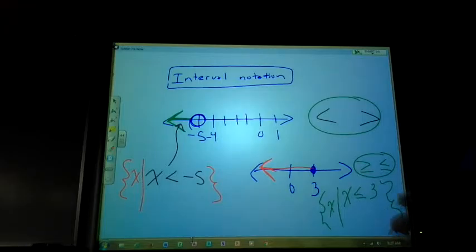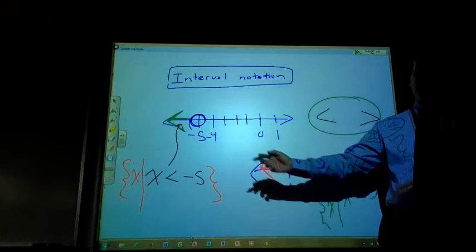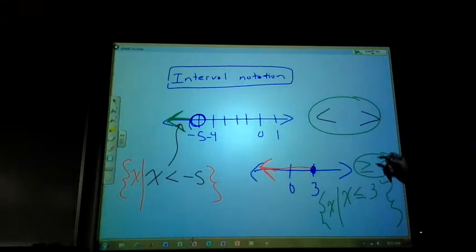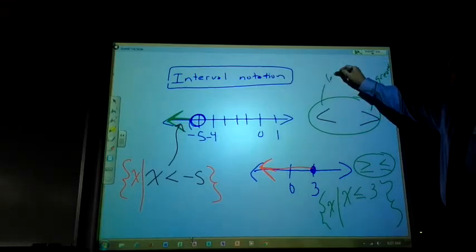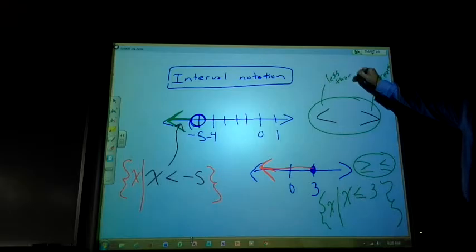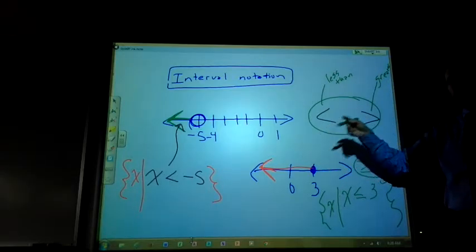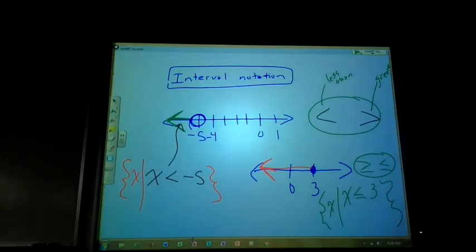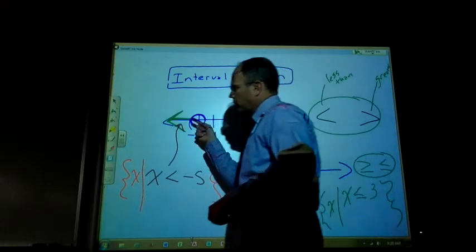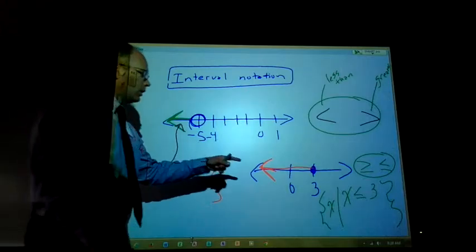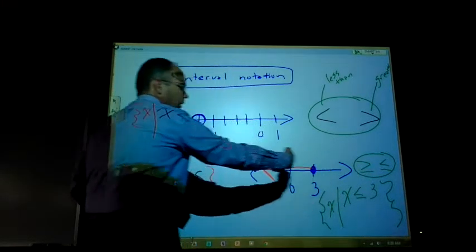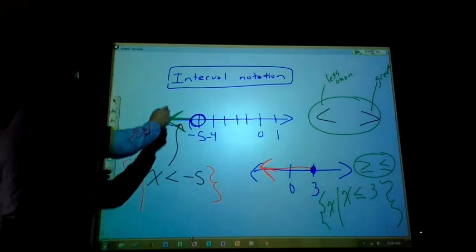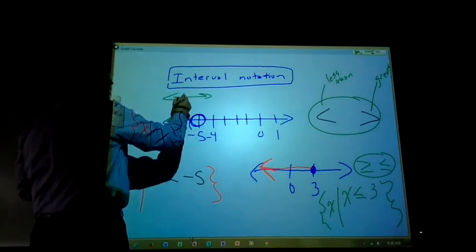Okay? Then all we're doing is, if it's shading to the left, it means you're talking about less than a number. So this is for greater, and this is less than. If you have the letter first, the arrow will point the direction that you need to go on the number line. So the solution to this problem is all the numbers this way. The solution to this problem is all the numbers starting here and going this way. And greater than would look something like this.